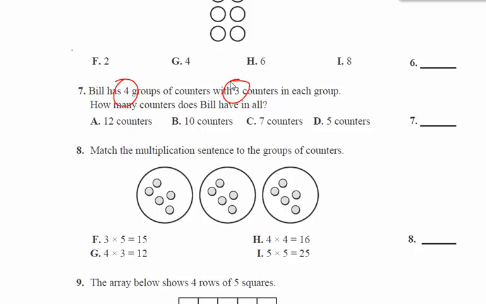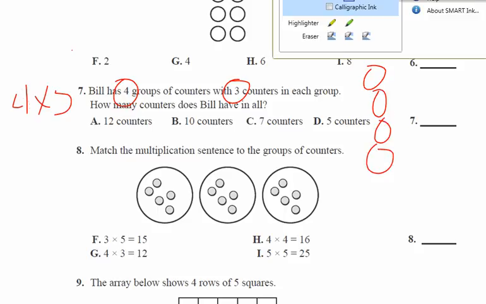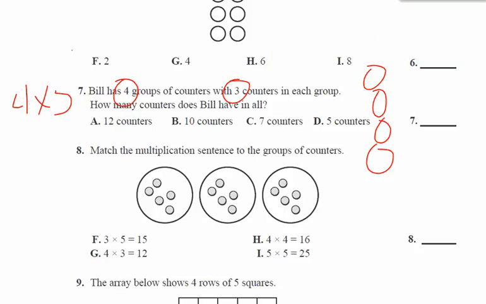These are the two numbers right here. It says Bill has four groups of counters with three counters each. So he has four groups, right? 1, 2, 3, 4. And how many counters in each? Three. 1, 2, 3. And then just count all the lines, right? Yes.